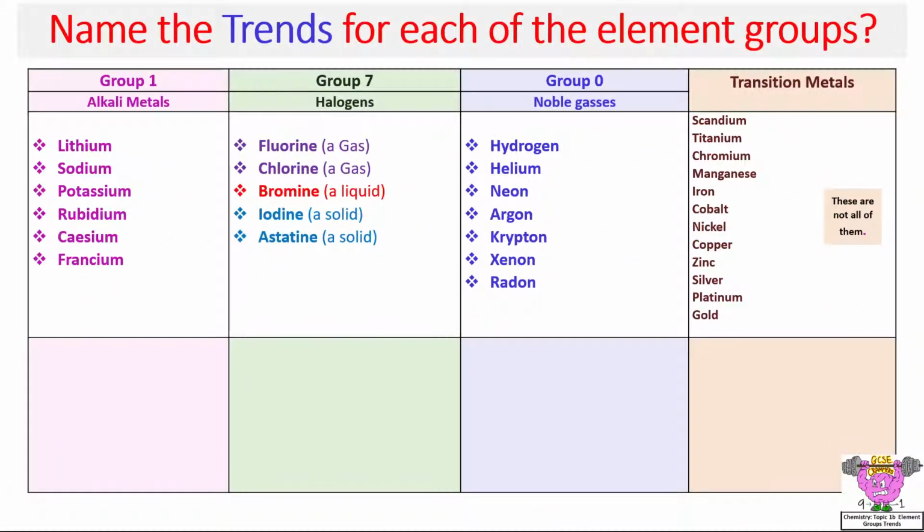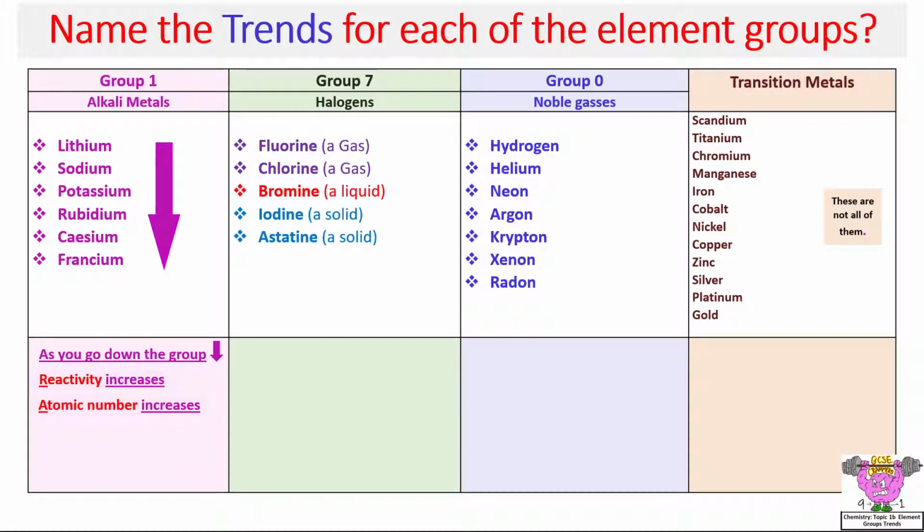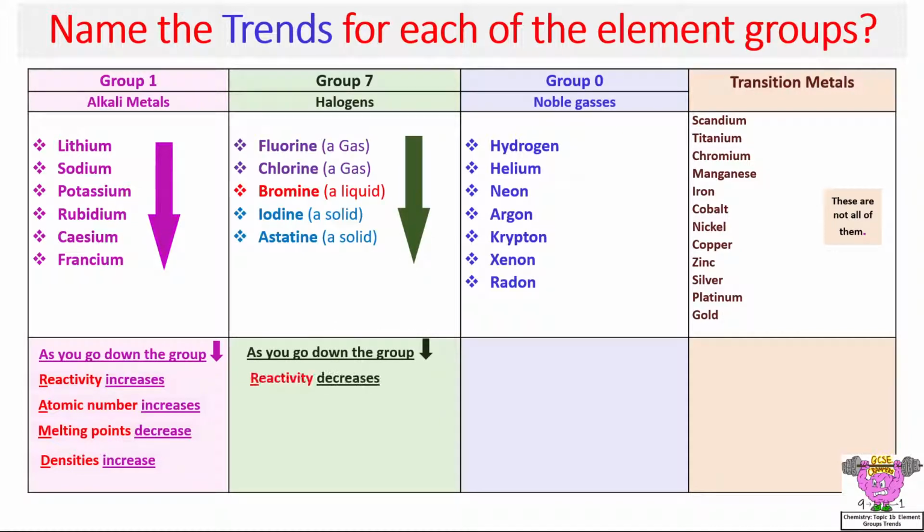Name the trends for each of the element groups, Group 1 alkali metals. As you go down the group, reactivity increases, atomic number increases, melting points decrease, densities increase. Group 7, the halogens. As you go down the group, reactivity decreases, atomic number increases, melting points increase and densities increase.